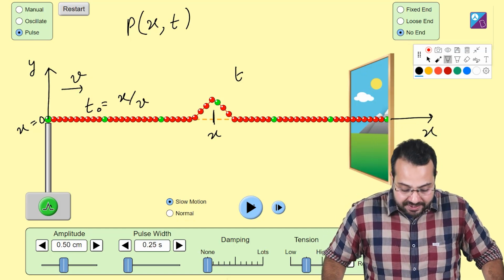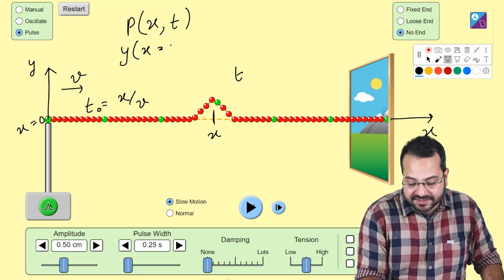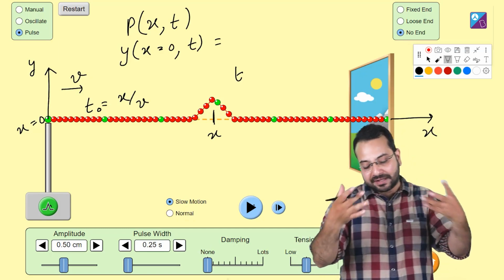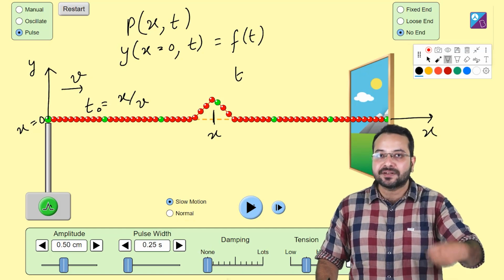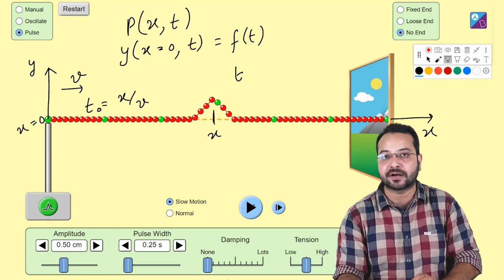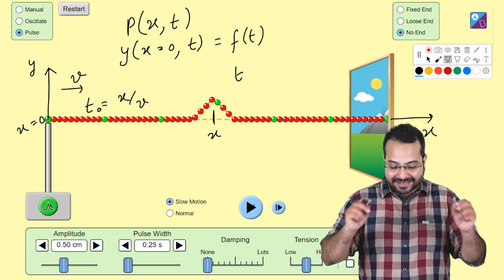Now what I can say is that the displacement of the particle at x equal to 0 with respect to time is a function. And let's say that function is f of t. So basically how the left end is moving with respect to time is being described by the function f(t). Now listen to this very carefully.